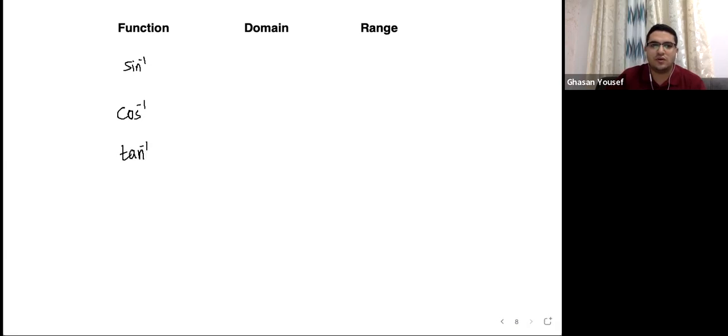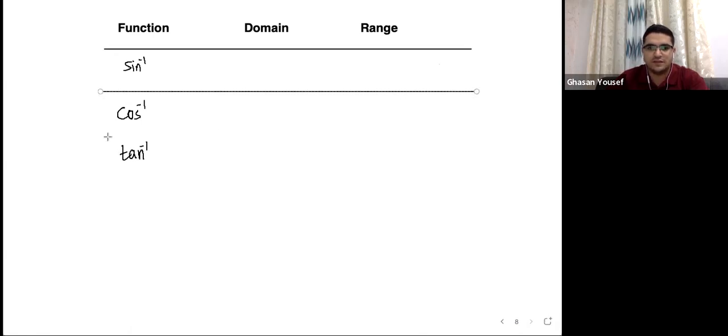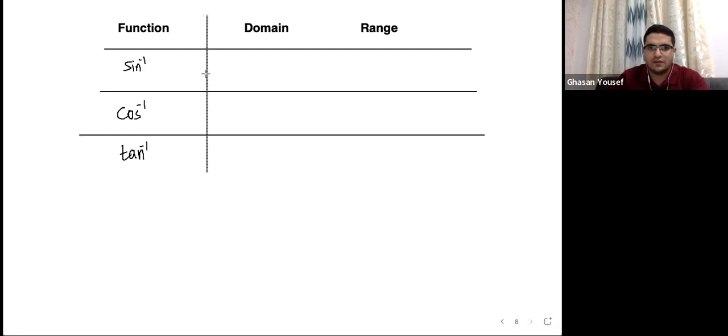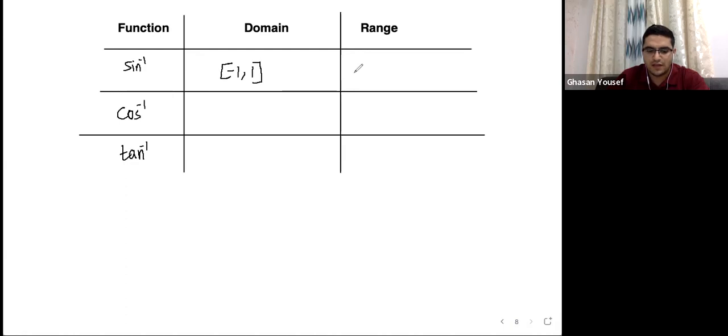So we have to restrict the domain for the sine. The new domain for the sine inverse is supposed to be from -1 to 1. And the range must be from -π/2 to the angle π/2.